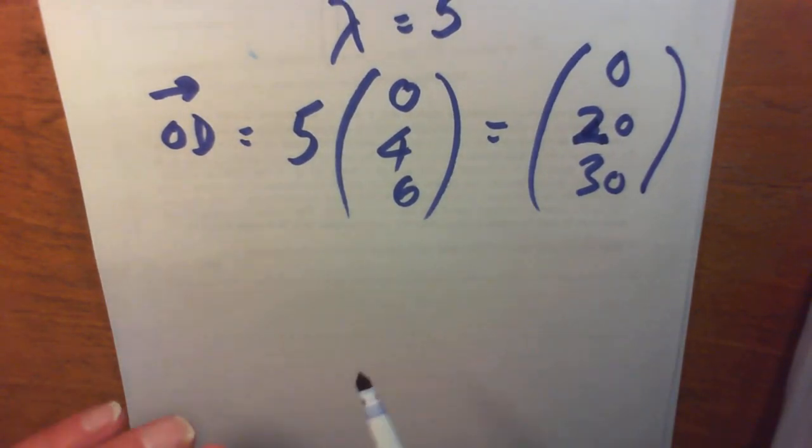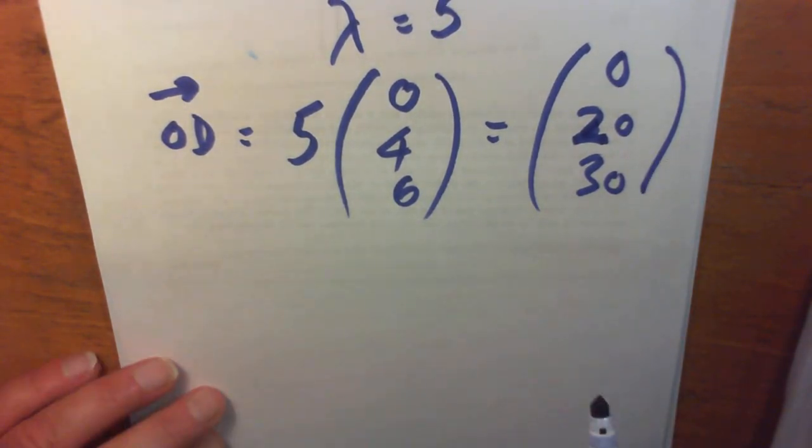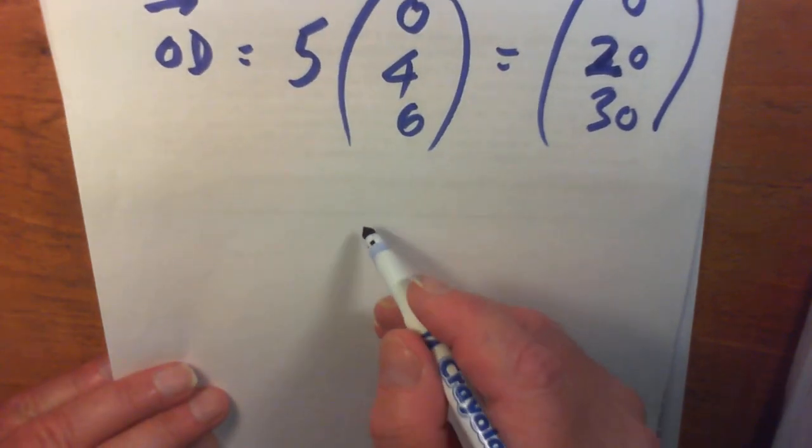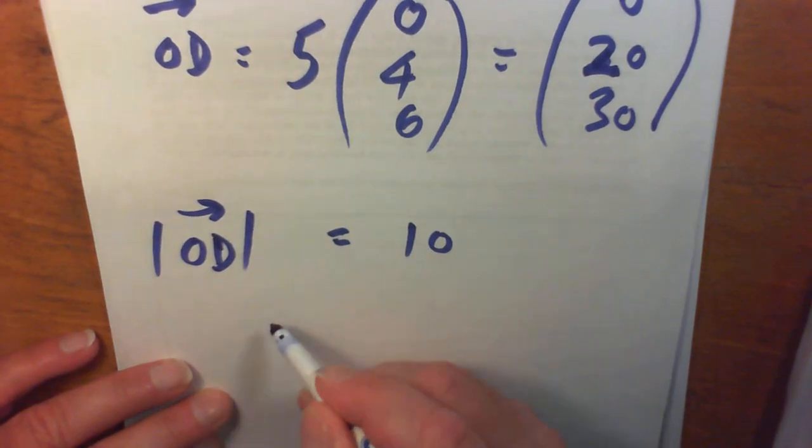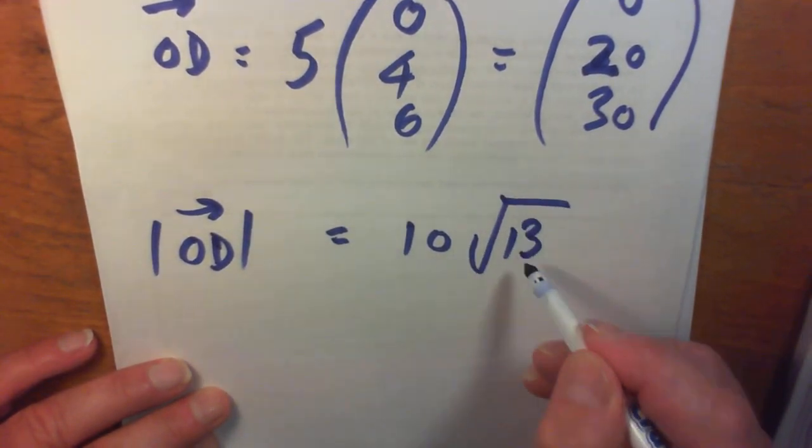So it becomes the square root of 0 squared plus 20 squared plus 30 squared. And that will come out to 10 times the square root of 13.